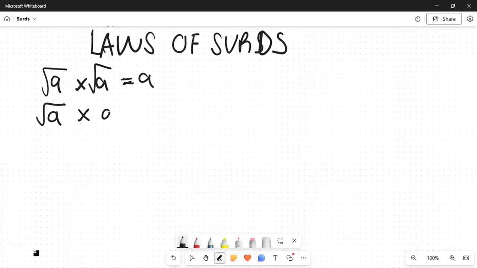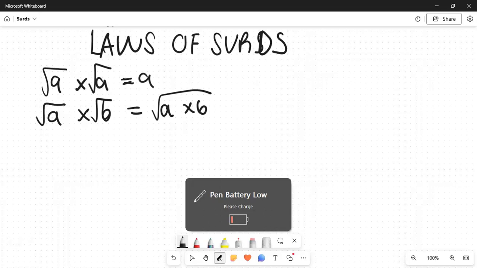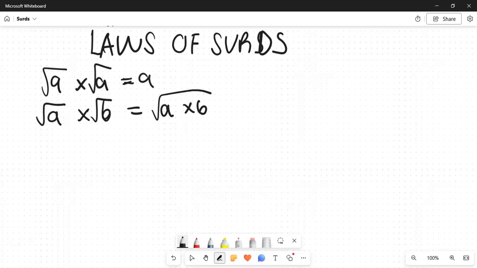Here's another one. Root a times root b is equal to the square root of a times b. So this can be used for solving equations if you want to combine both terms into one square root. If they're separate, you can do it like this and it will work out well for you. However, this law is only followed for multiplication, but don't apply it for addition and subtraction.